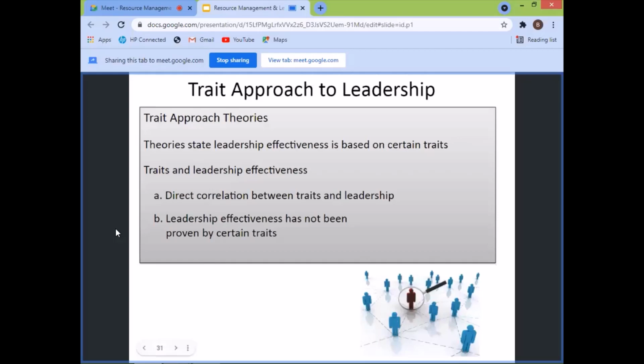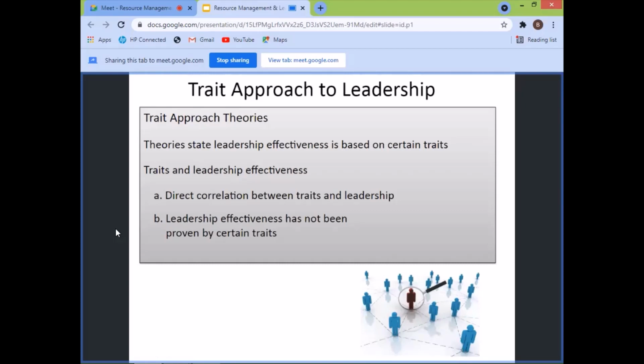So trait theory states that leadership effectiveness is based on certain traits. There is a direct correlation between traits and leadership. Like age: older people get wisdom, so it's a direct correlation. And a taller guy, maybe you command people because of your size. Could be a correlation.